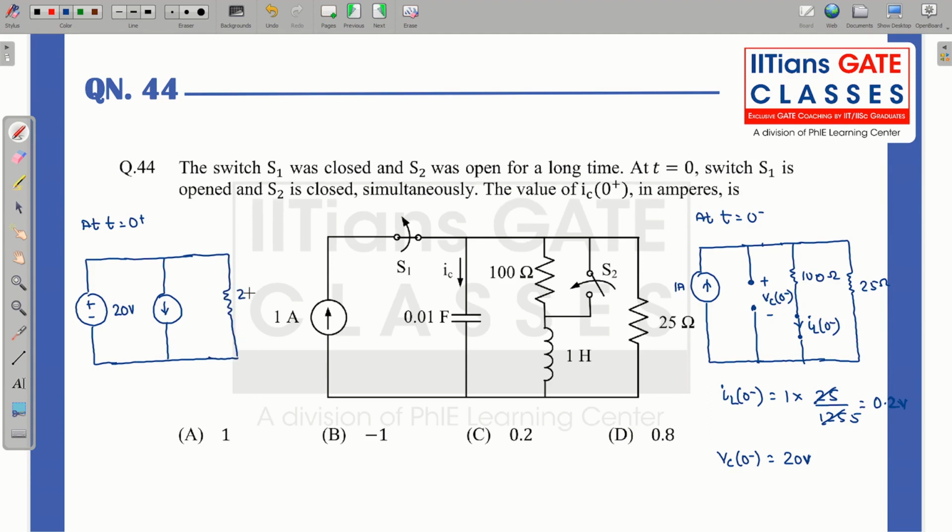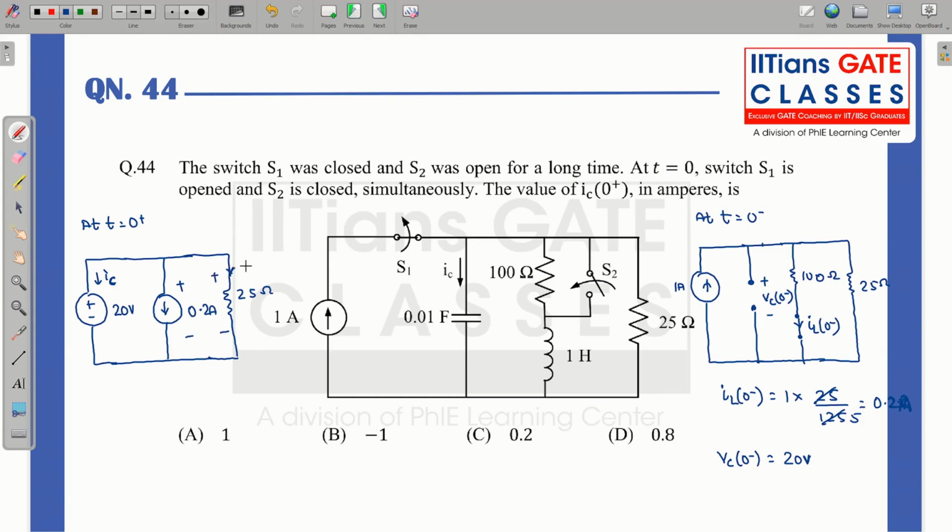So this is 25 ohm. And this value is what? Sorry, IL0 minus I have written as 0.2 volt. So this is ampere. So this is 0.2 ampere, and this is 25. So you can see this 20 volt. Basically I have been asked what is this IC. Simply what you can see, this 20 volt is in parallel. That means over here also I have 20 volt, over here also I have 20 volt.